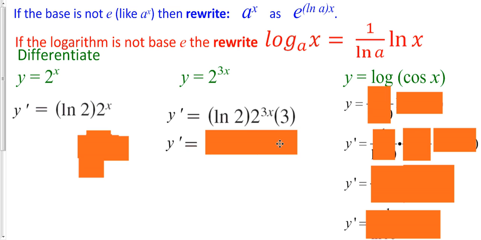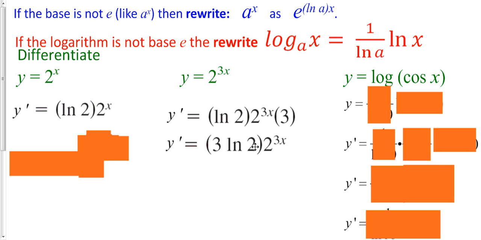So I'm going to just rewrite this a little bit, put the 3 with the natural log of 2. Could you put the 3 up as an exponent on the 2 and call it a natural log of 8? Yeah, but no big deal. Either way, it's going to work.